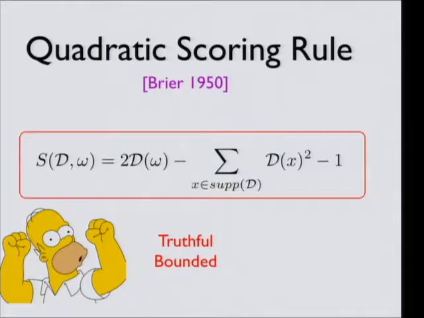And between distributions, you really can't get larger than 2, at least. There's definitely a bound that's not very large. And you can play with this constant. The fact that applying any increasing linear transformation does not change incentives. So you can have a linear transformation of this rule that gives a positive bounded reward.